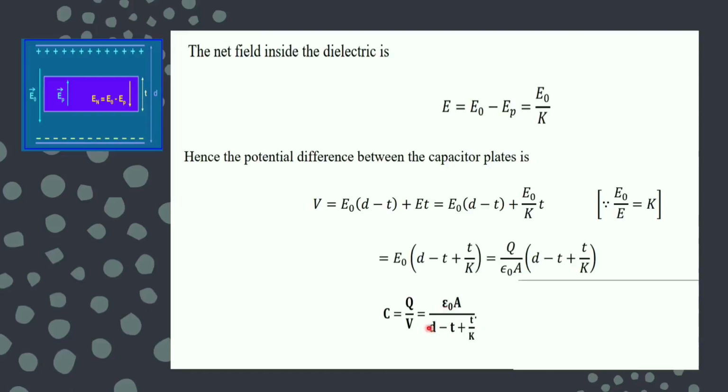So you may take D common and inside the bracket you will be getting 1 minus T upon D plus T upon DK, and then it can be written as C naught divided by the factor 1 minus T upon D plus T upon DK. C, you will find this capacitance of the medium is always greater than C naught. That you can prove it yourself by putting the values and calculating the things.